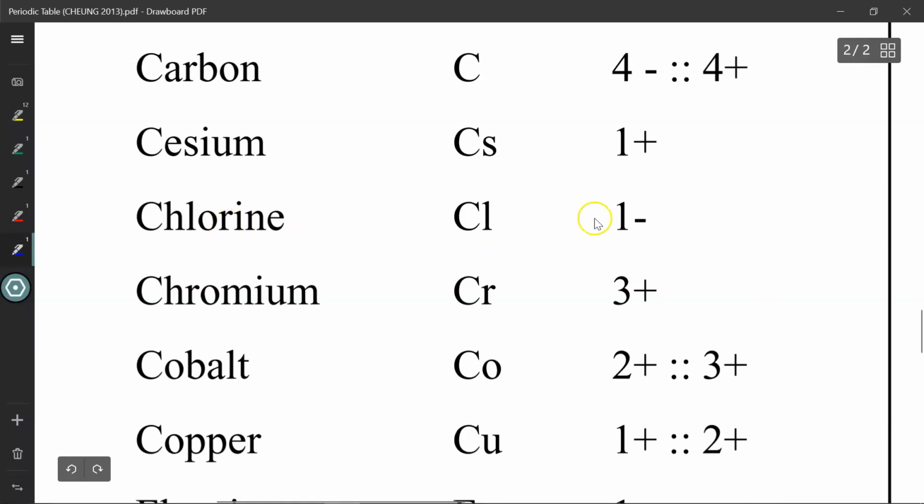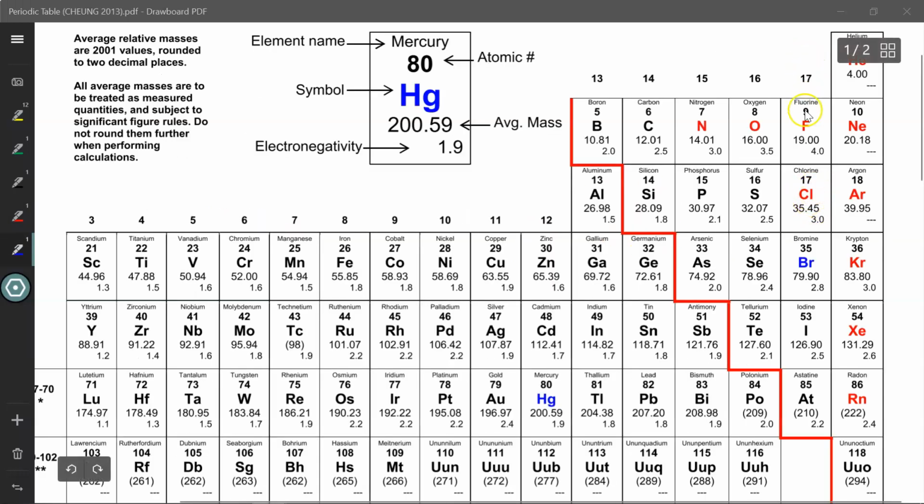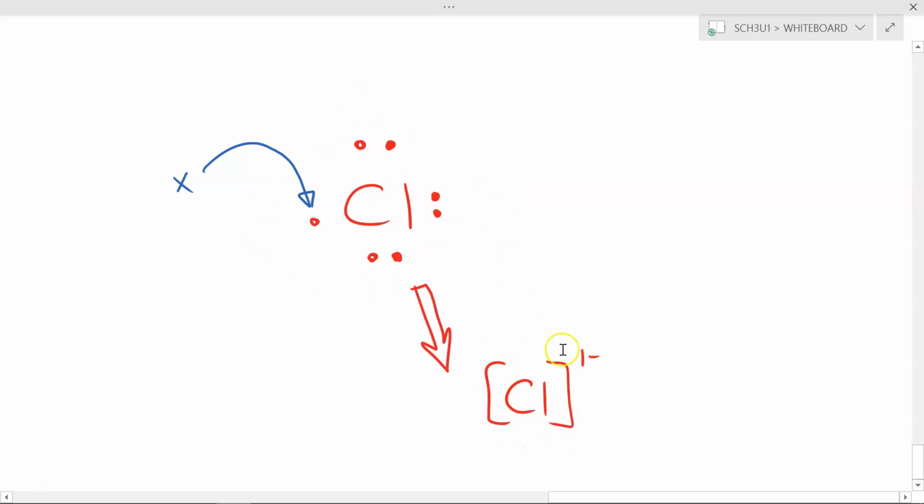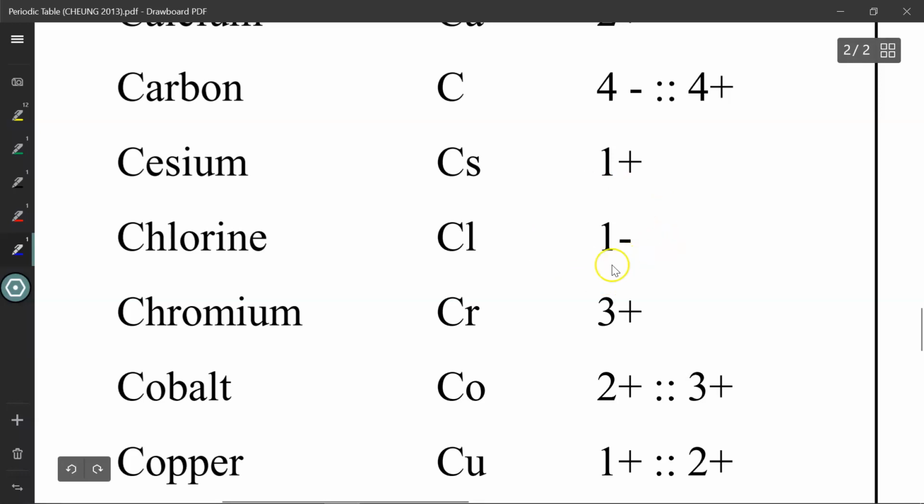Looking at chlorine, we can see that its valence charge is a 1-, and that's because chlorine is in group 17 of the periodic table. So it has 7 valence electrons. In order to achieve stability, it needs to gain 1 more electron so it can have that full outer valence shell, the octet structure that provides stability, and in the process become a negative chlorine anion with a charge of 1- because it gained an extra electron. And that explains why chlorine has a 1- valence charge.